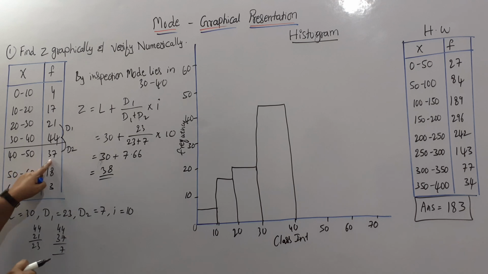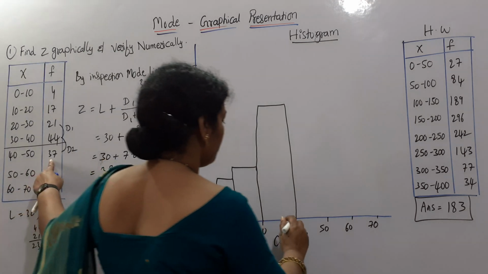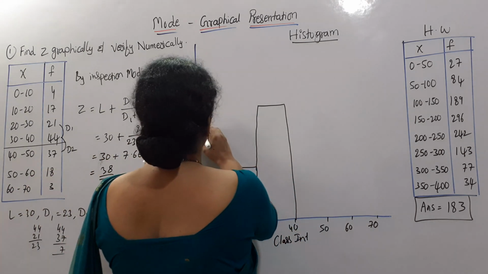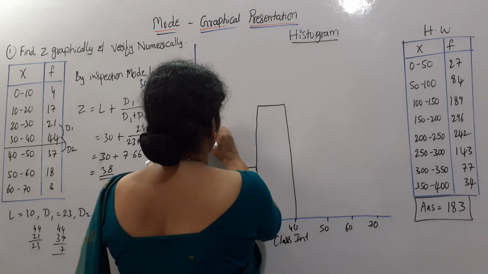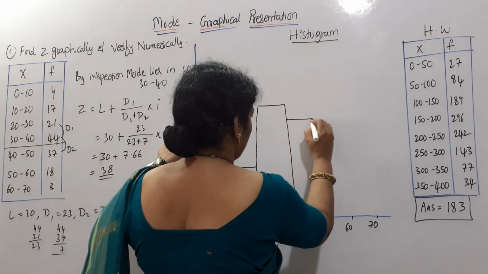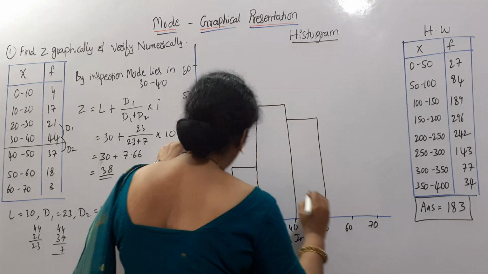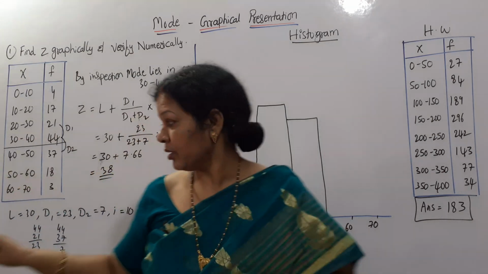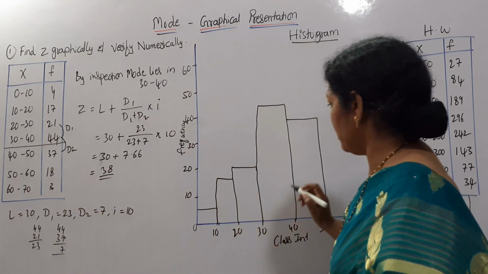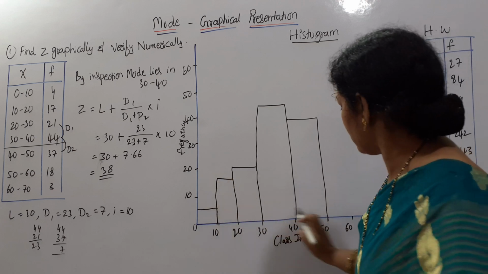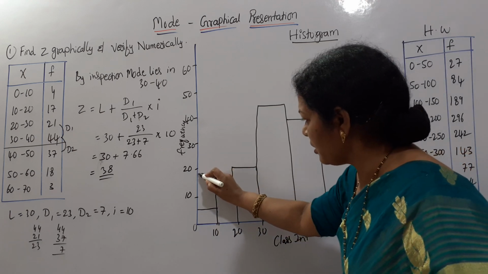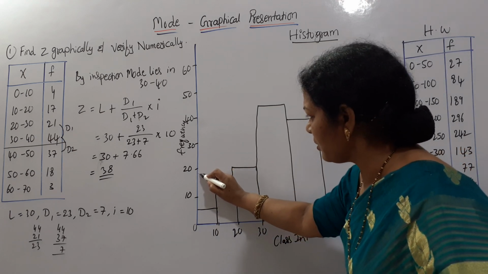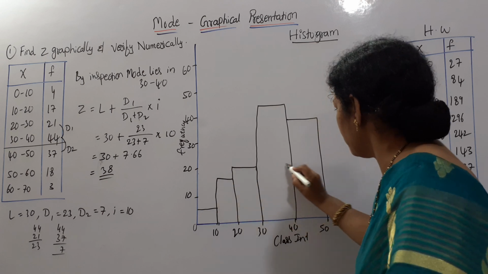Next, 40 to 50 is 37. 37 means this is 35, 36, 37, somewhere here. Then after that, 50 to 60 is 18. Okay. 18 means this is 20, half is 15, 16, 17, 18. It means somewhere here.